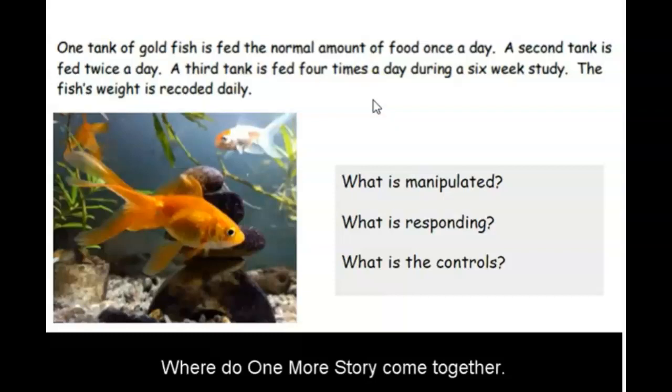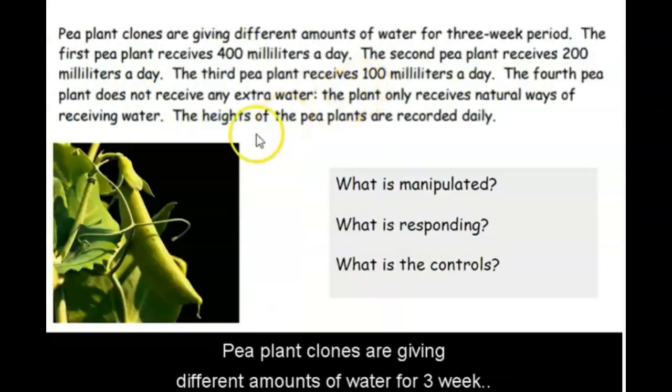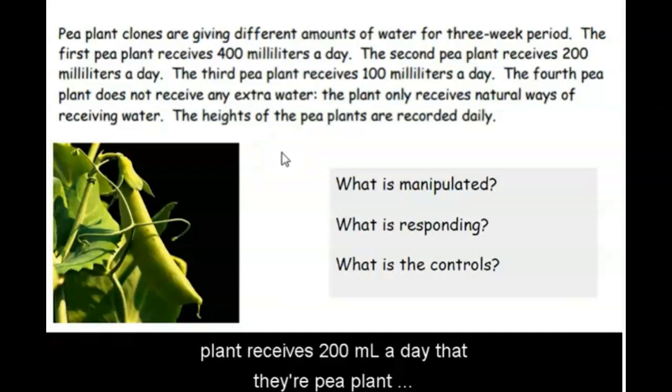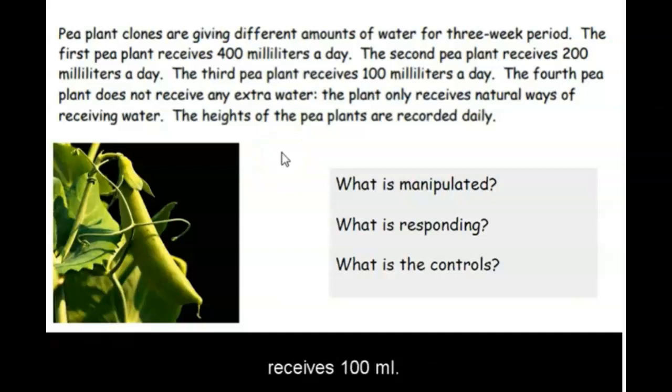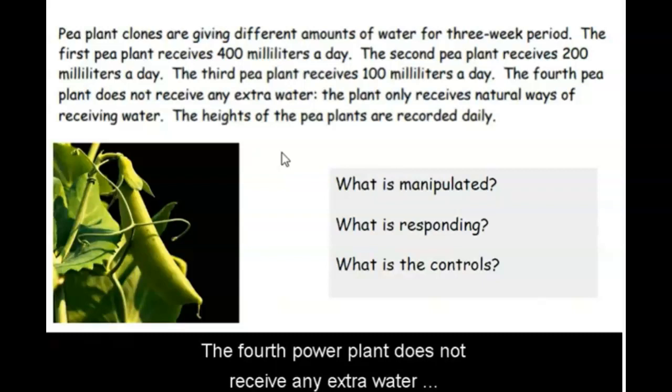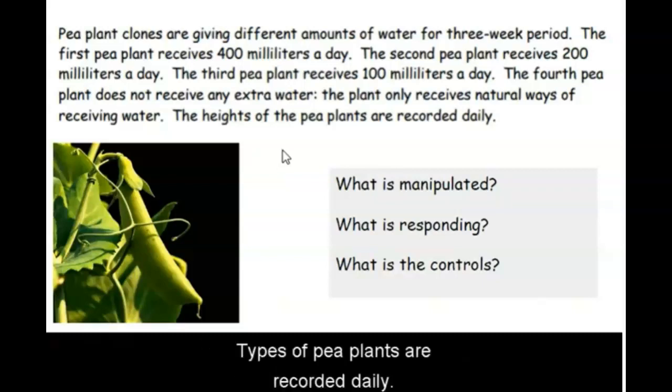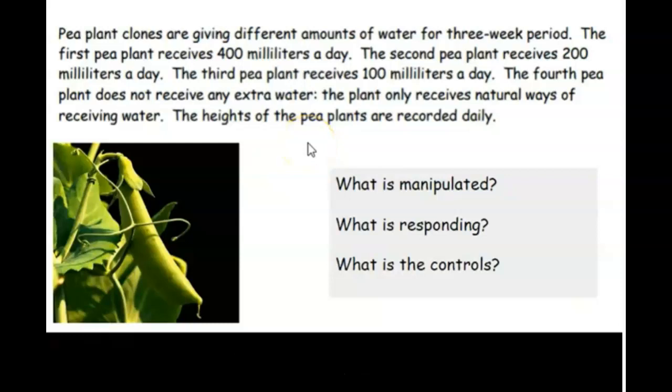And we're going to do one more story problem together. Pea plant clones are given different amounts of water for a 3-week period. The first pea plant receives 400 milliliters a day. The second pea plant receives 200 milliliters a day. The third pea plant receives 100 milliliters a day. The fourth pea plant does not receive any extra water. The plant only receives natural ways of receiving water. The heights of the pea plants are recorded daily. All right, so think about it.